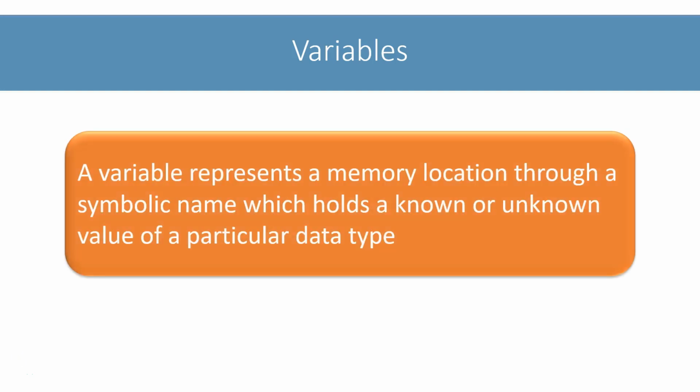In a programming language like Java, a variable represents a memory location through a symbolic name which holds a known or unknown value of a particular data type. This name of the variable is used in the program to refer to the stored value.